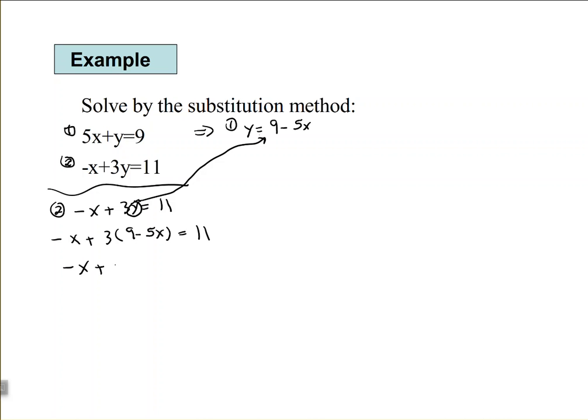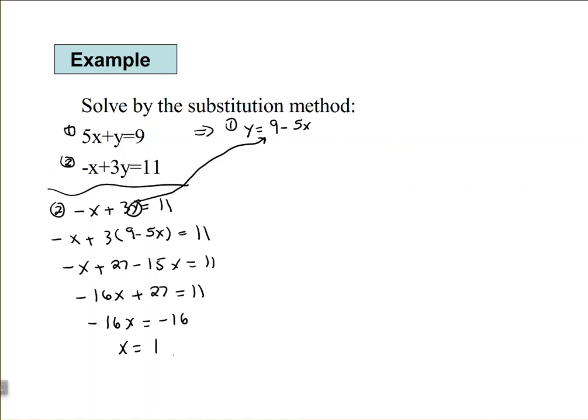So distributive property here. And then combine like terms on the left-hand side, so negative 1x minus 15x. And then subtract 27 from both sides of the equation. Final step to finding the value of x is to divide both sides by negative 16. So we find that x is equal to 1.